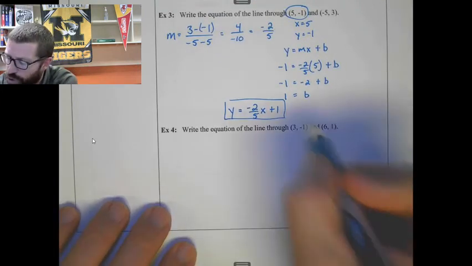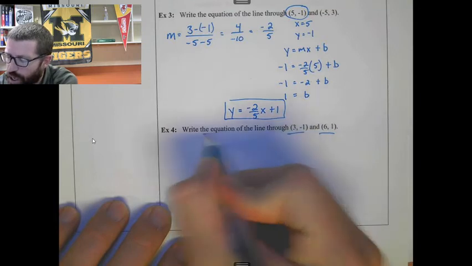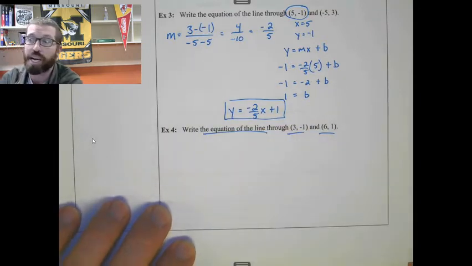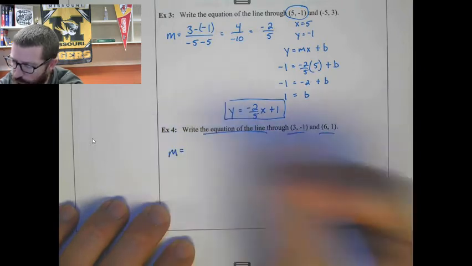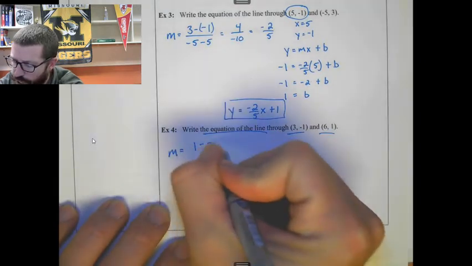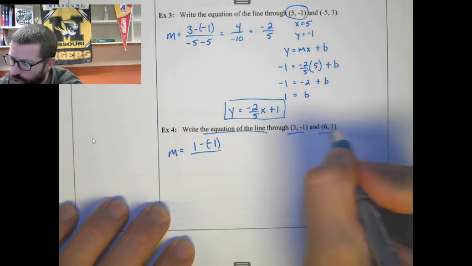Okay, let's try this one. Remember, when you write an equation of the line, what are they asking you to do? Write an equation of a line, find slope first. So I have 2 points. So subtract them. 1 minus -1 over 6 minus 3.